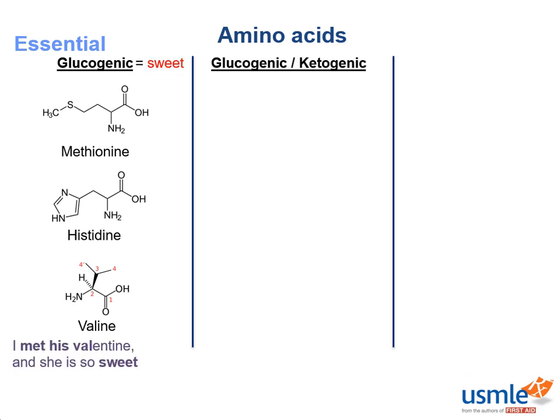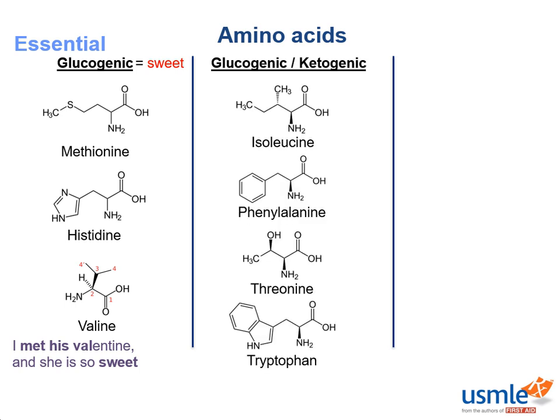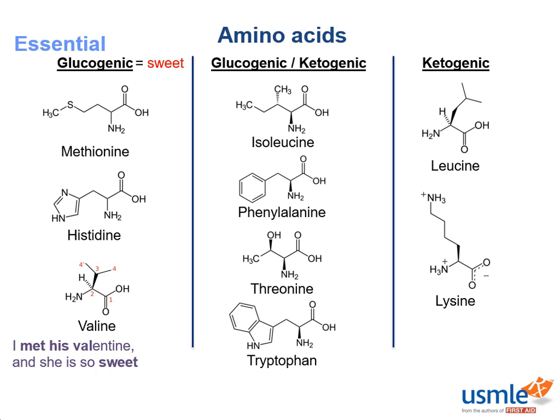The essential amino acids that can either be glucogenic or ketogenic include isoleucine, phenylalanine, threonine, and tryptophan. Do you remember what the purely ketogenic amino acids are? These are amino acids that can be converted to ketone bodies and include leucine and lysine.